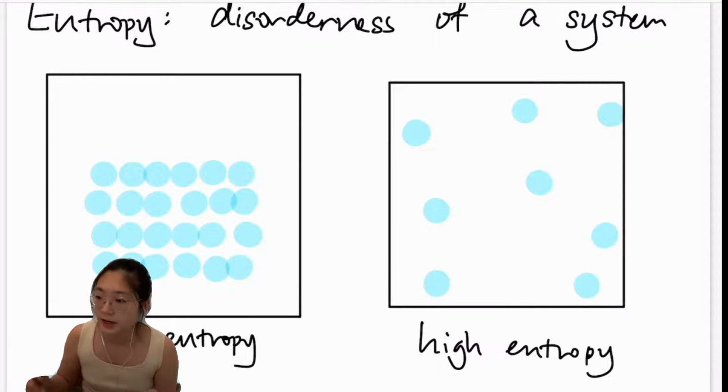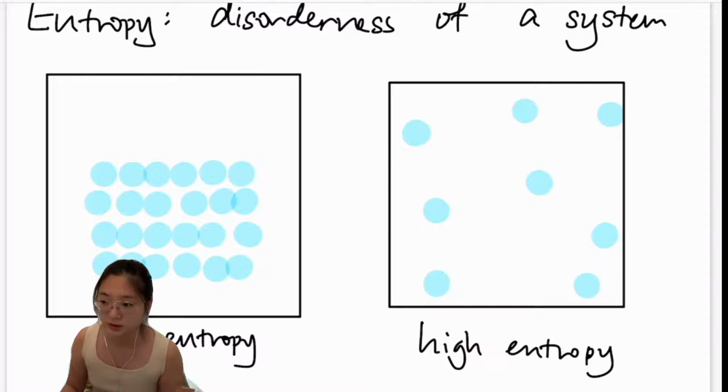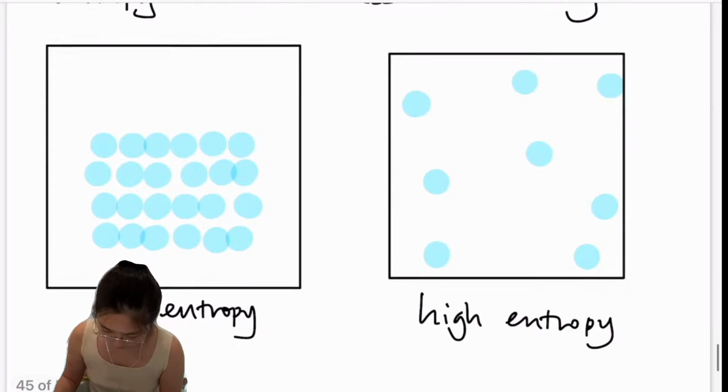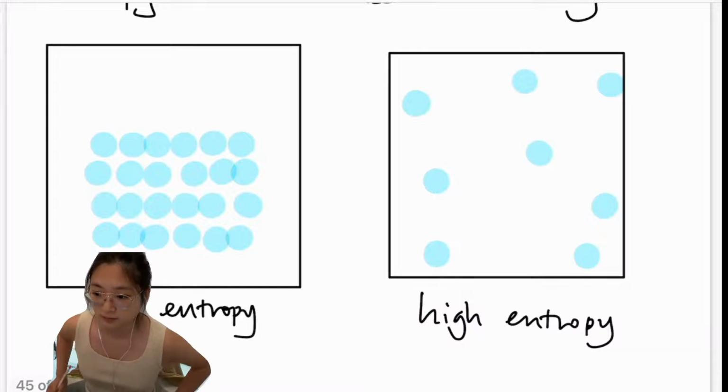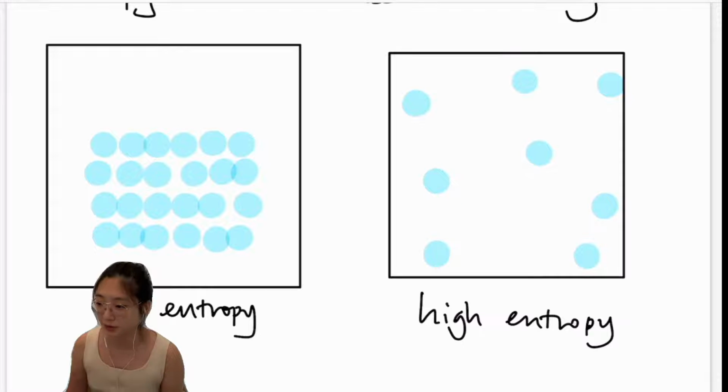For any process, naturally, if you don't try to rearrange it, then entropy always increases, or entropy cannot decrease unless you put extra energy into the system. Think of your room: if you don't try to clean it, it will only get messier and messier. It's not going to get cleaner or more ordered.